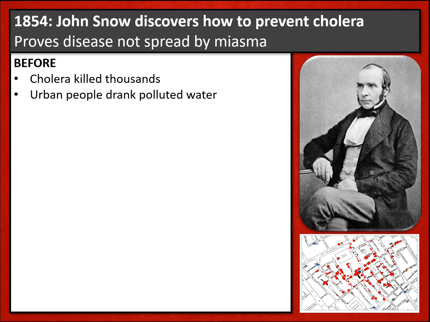So before his work, cholera killed tens of thousands of people. It was particularly prevalent in the towns of the 19th century, where people living in towns and cities were often exposed to drinking polluted water and using other forms of polluted water as well.